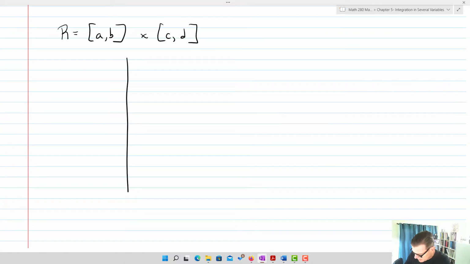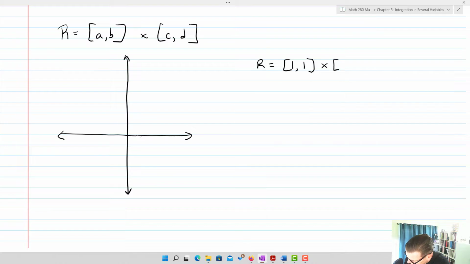So I'm going to introduce some notation. R is going to be a region. R will be a rectangular region, and we write it as this. We're going to write it and say [a, b] cross [c, d]. Okay? And let me actually just generate what this might look like. Say, for example, if we were to have R equal to [-1, 1] cross [-2, 2].